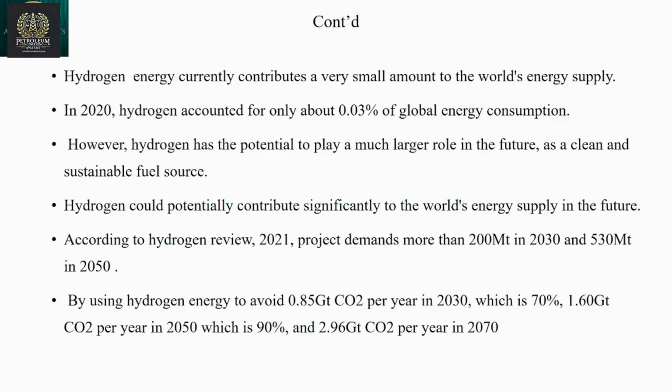According to Hydrogen Review 2021, projected demand is more than 200 megatons in 2030 and 530 megatons in 2050. By using hydrogen energy, we could avoid 0.85 gigatons of carbon dioxide per year in 2030, which is 70%, 1.60 gigatons of carbon dioxide per year in 2050, which is 90%, and 2.96 gigatons of carbon dioxide per year in 2070, which is 100%.